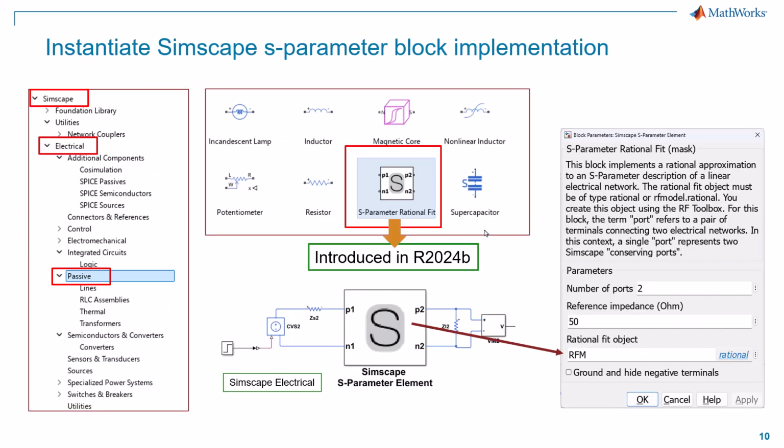So once you have the fit object on the S-parameter, you've got the S-parameters, you've done the fit. Now you can supply that fit to the S-parameter circuit element block. Under Simscape Electrical, passive components, you'll find this block called S-parameter rational fit. Here I renamed it S-parameter elements, but it's the same block. Again, it was introduced in R2024B. You supply the name of your rational fit model to it, along with a reference impedance, and then it is going to implement that back in the time domain.